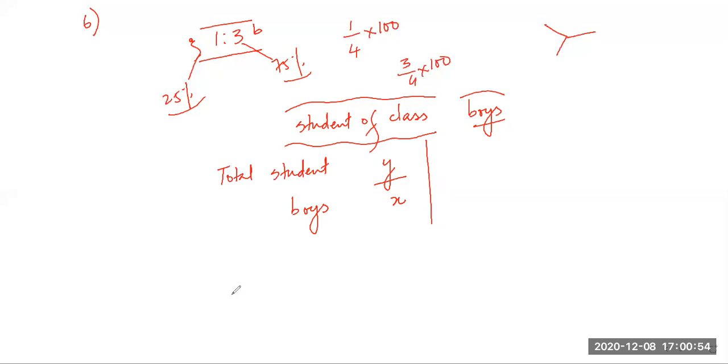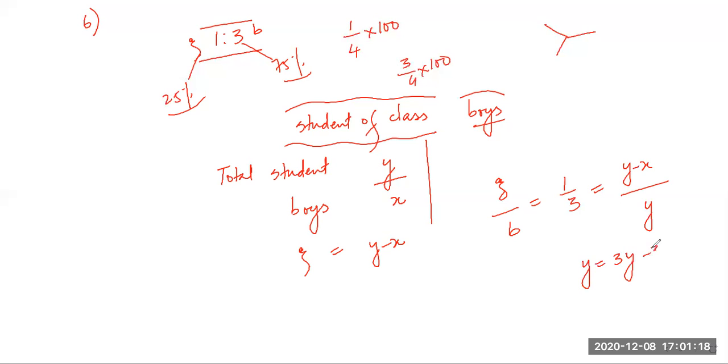I've expressed it. So now, what will be the number of girls? Total minus boys, Y minus X. He has given the girls to boys ratio is 1 by 3. In variables, I can write girls are Y minus X divided by the total number of students, that is Y. So what I get is Y is equal to 3Y minus 3X.